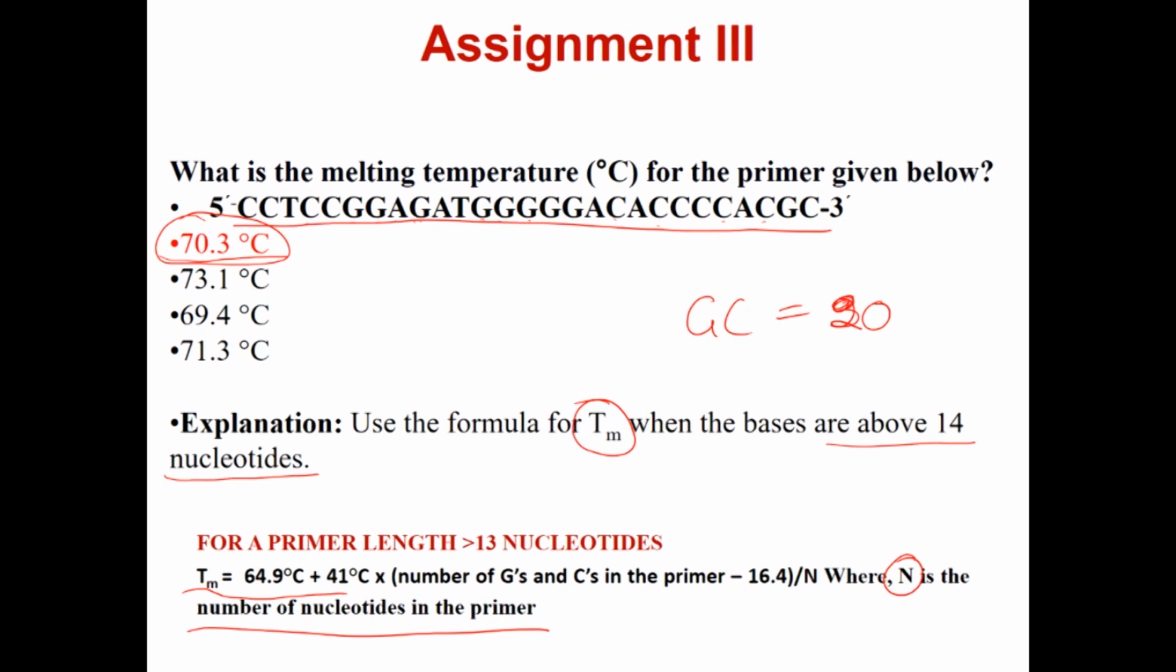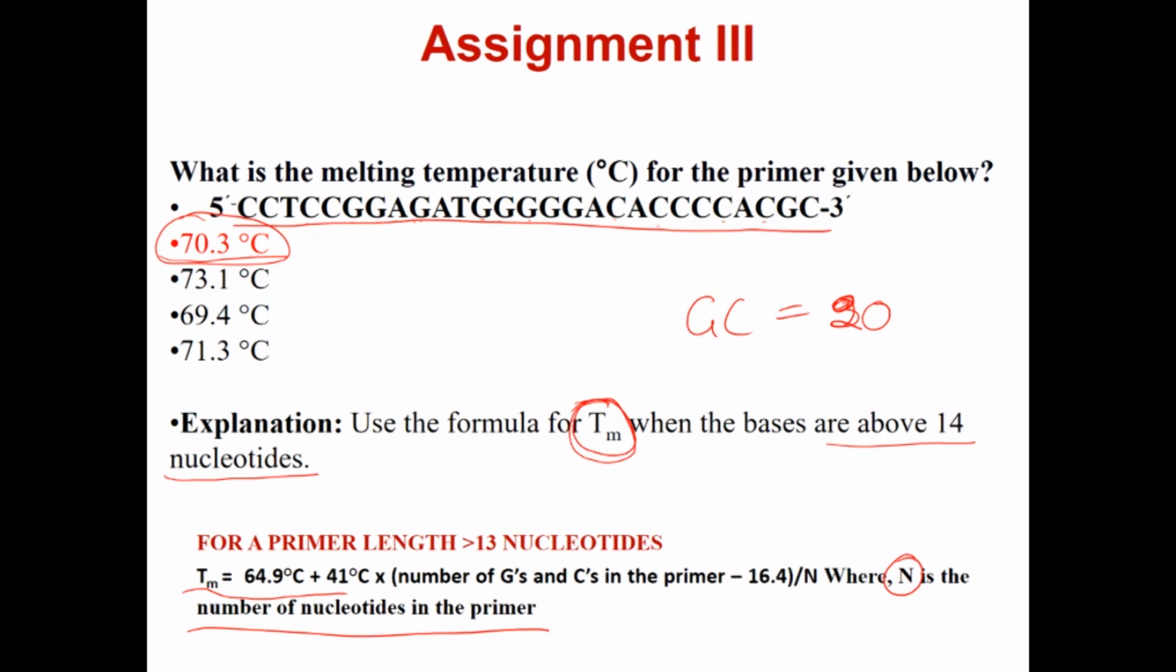Many of the students might have made a mistake when they were calculating the Tm. For Tm calculation we have given two formulas. The first formula is applicable for calculating the Tm when the number of nucleotides present in a sequence is less than 13, and the other formula is more applicable when you have more than 14 nucleotides. So you have to use the correct formula as per the length.